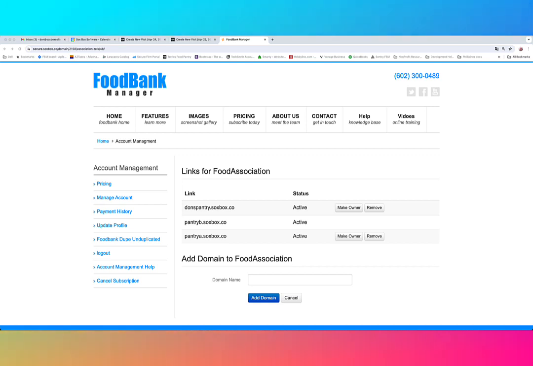Basically, in this example, I have three agencies that are part of an association. We have Don's Pantry, Pantry B, and Pantry A. Now, I'm the owner of Pantry B. That's my pantry. I'm just pretending, but let's just pretend that. Pantry A is an agency down the street, maybe 2 blocks away. Don's Pantry is maybe in the other direction or somewhere close by me. But point being, they're all owned by different agencies. And that's the important thing.